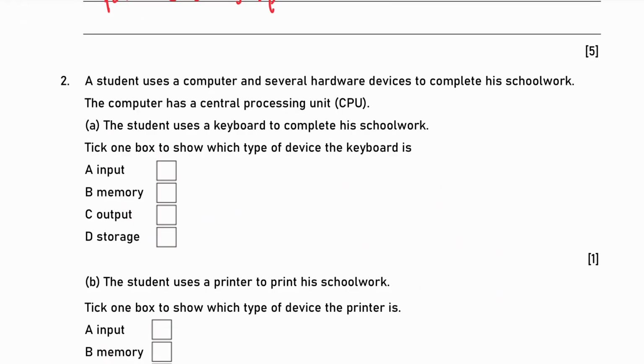Question 2, nice and simple. A student has several hardware devices to complete his homework. The computer has a CPU. The student uses a keyboard to complete the schoolwork. Tick which type of device the keyboard is.